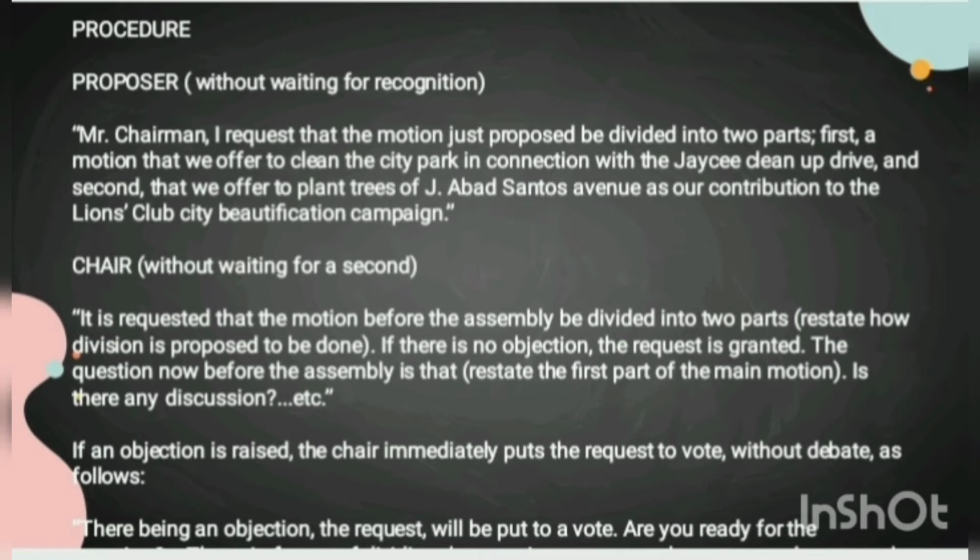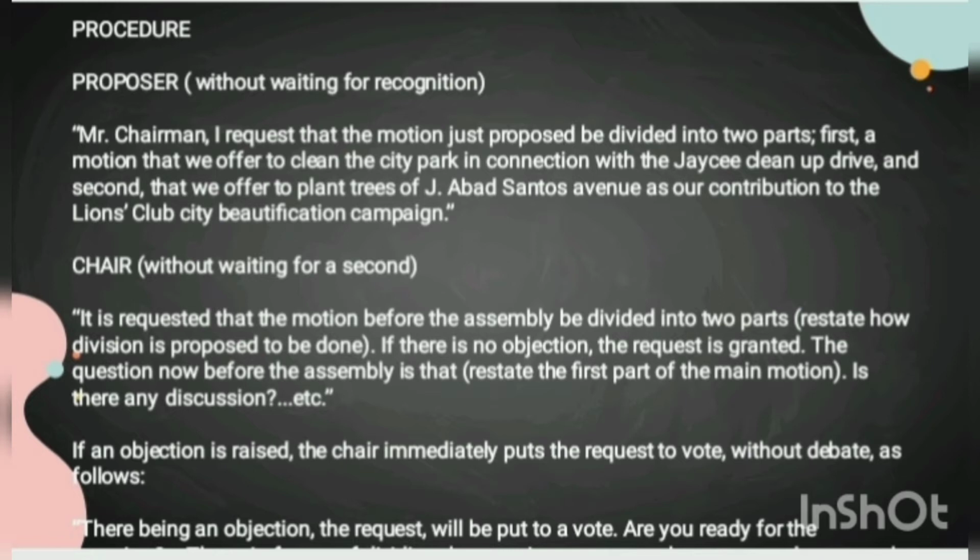Without waiting for recognition, the proposer will say, "Mr. Chairman, I request that the motion just proposed be divided into two parts. First, a motion that we offer to clean the city park in connection with the JC cleanup drive, and second, that we offer to plant trees on J. Abad Santos Avenue as our contribution to the Lions Club City Beautification Campaign."